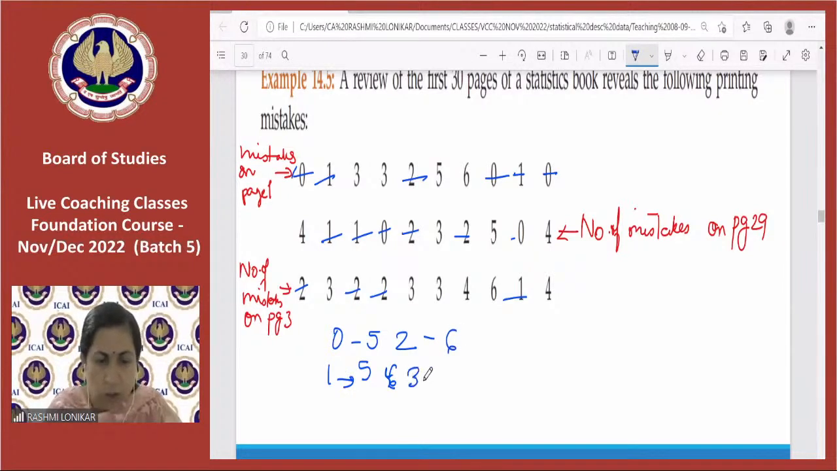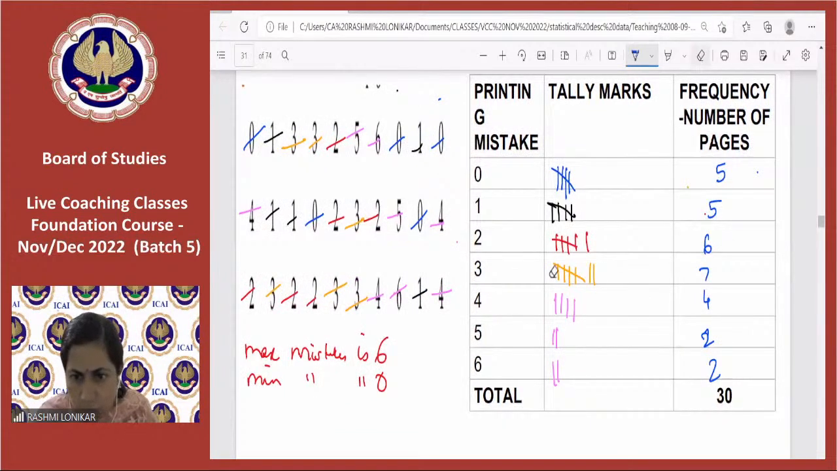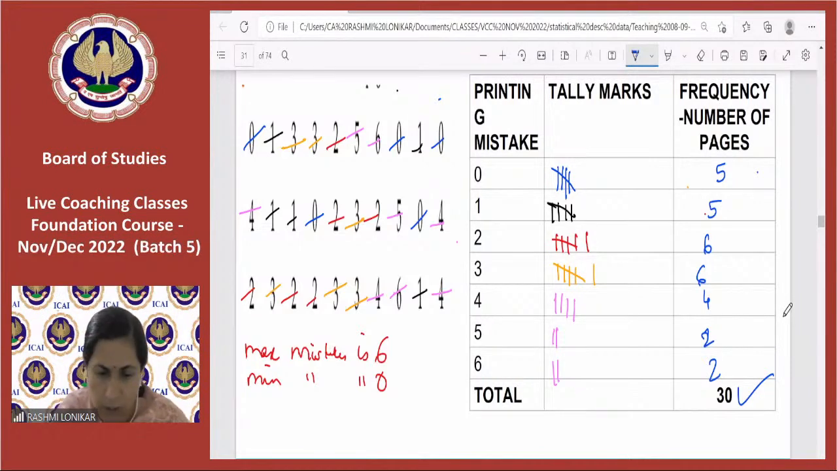6 pages with 3 errors. 1, 2, 3, 4, 5, 6. Okay, so for this 3 you have 6. So this becomes 6, 10, 10, and 10. So 30 is correct. Okay, so the total of this is 30.